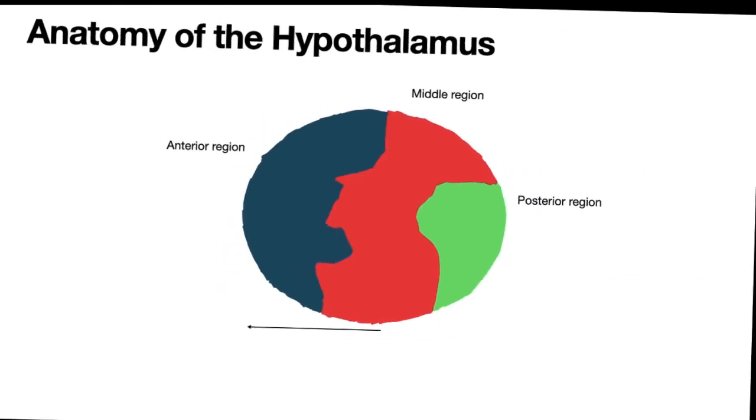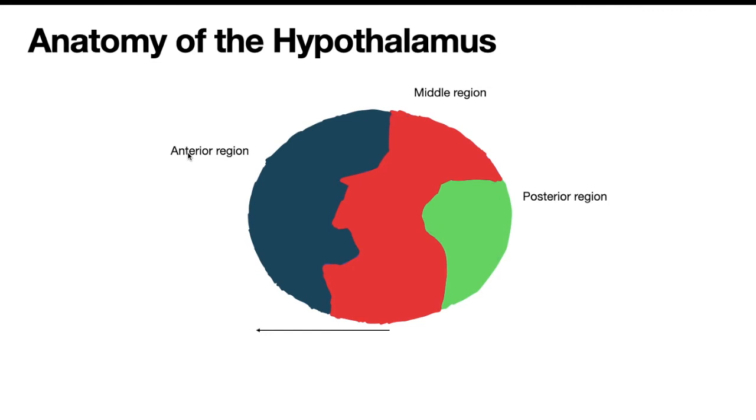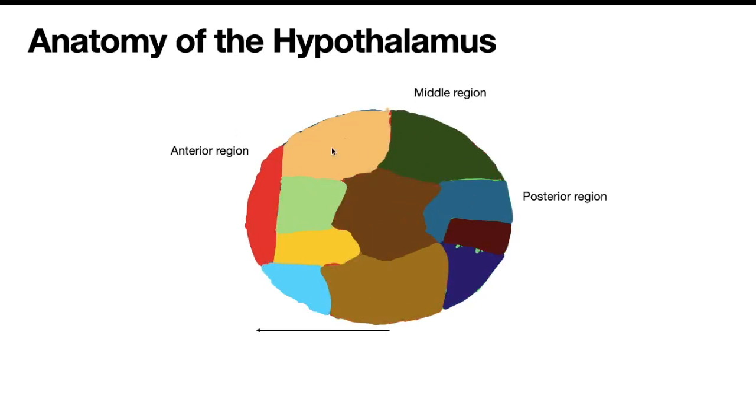So back to our anatomy. We have anterior, which means on the front, so this side is the front side, and posterior, which means the back, so this is the back side. Now we can divide the anterior region into more nuclei, these are the nuclei. So now I'll talk about each and every one.